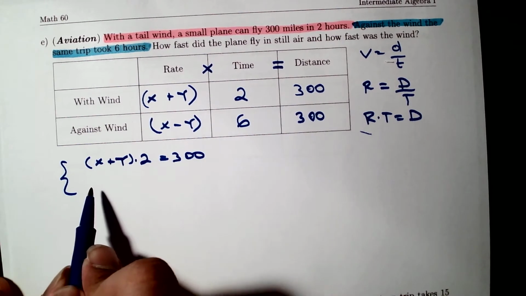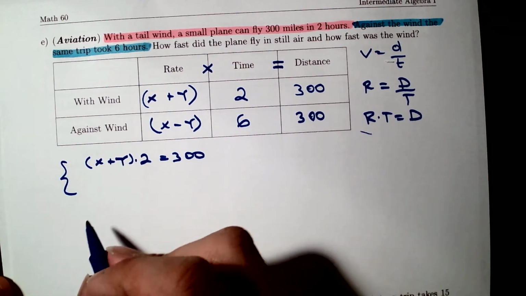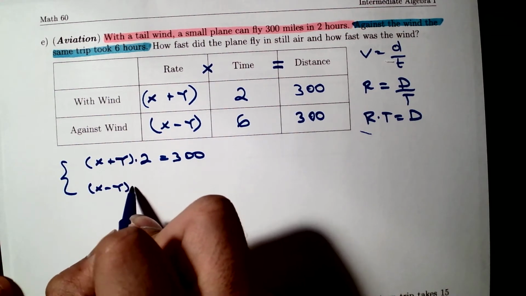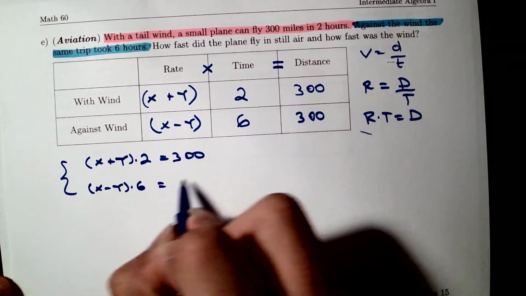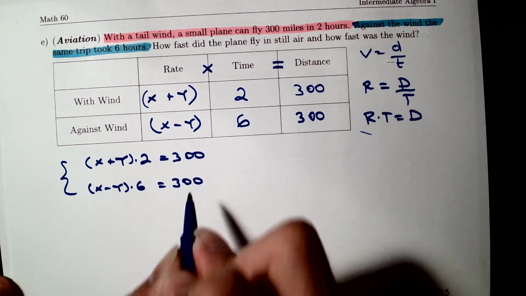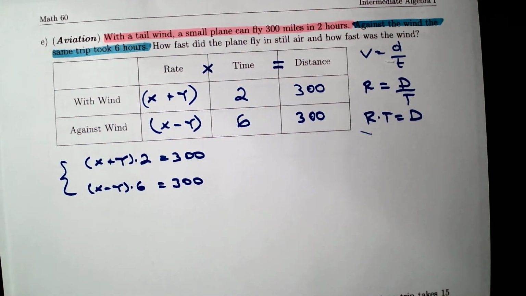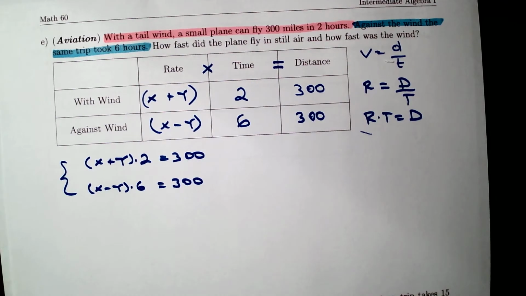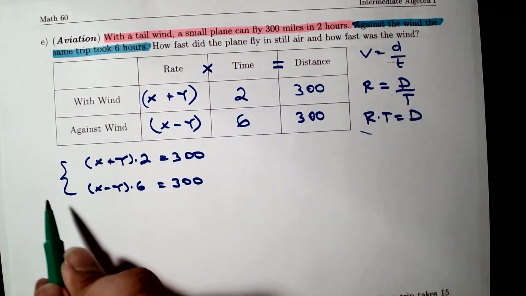And then I'm going to set another equation for the against the wind situation, in which rate times time equals distance. So what's this going to be? I know what you're thinking. The next step would be to distribute the 2, distribute the 6, and then remain with huge numbers.